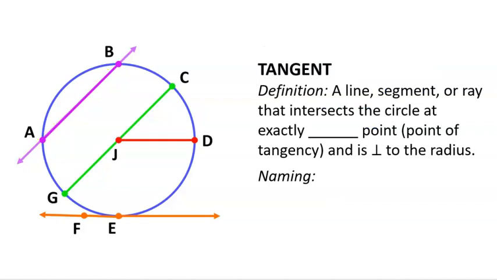A tangent is a line, segment, or ray that intersects the circle at exactly one point. And that's called the point of tangency. So looking at this line down here, EF, E would be the point of tangency.